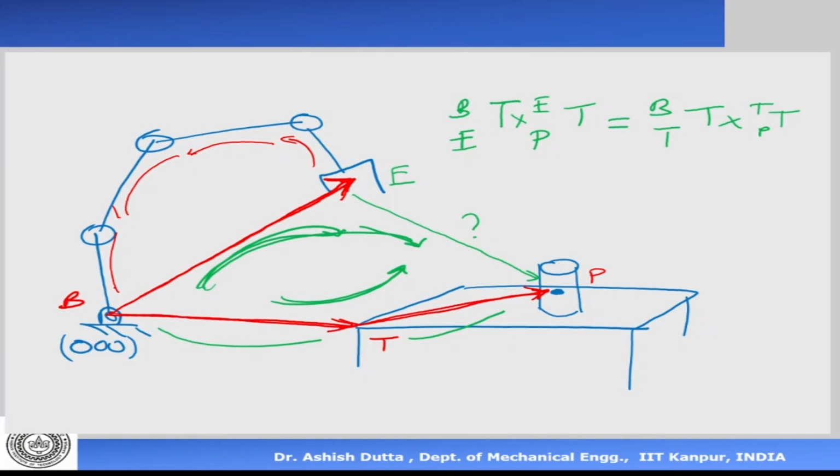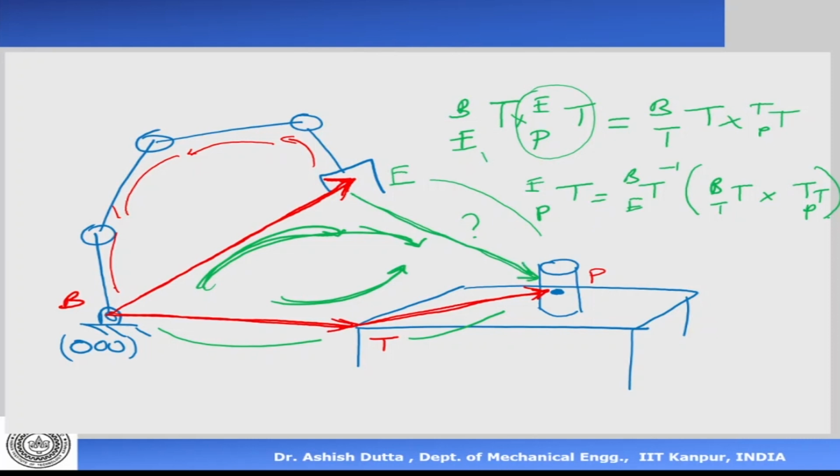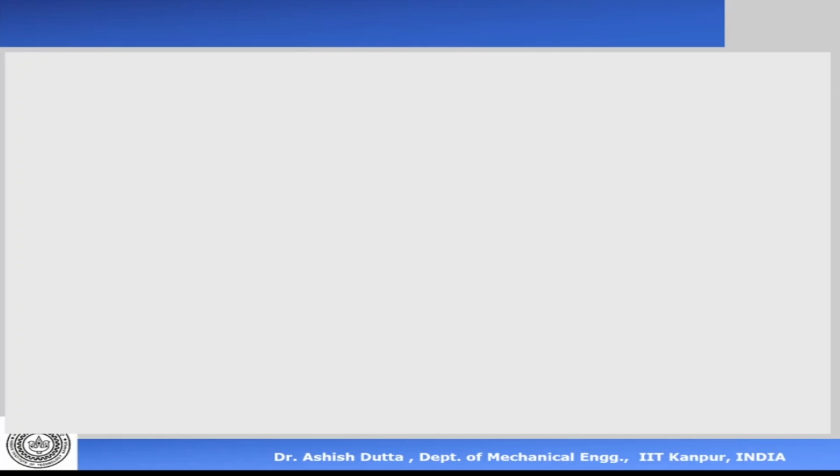What do I want to find? I want to find e to p. I need this one. So T e to p is equal to, taking this one to the other side, T b to e inverse into T b to t into T t to p. So I'm getting this vector now, and that is what the controller needs to take the end effector from this point to that point. These are all 4x4 matrices, so the controller knows the orientation change required and the distance between the origins. This gives you an idea of the use of this. Let's move on and do a few problems now.